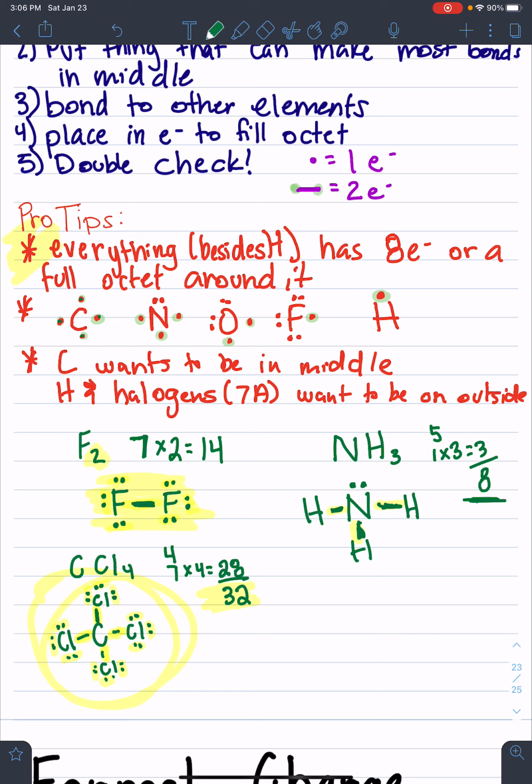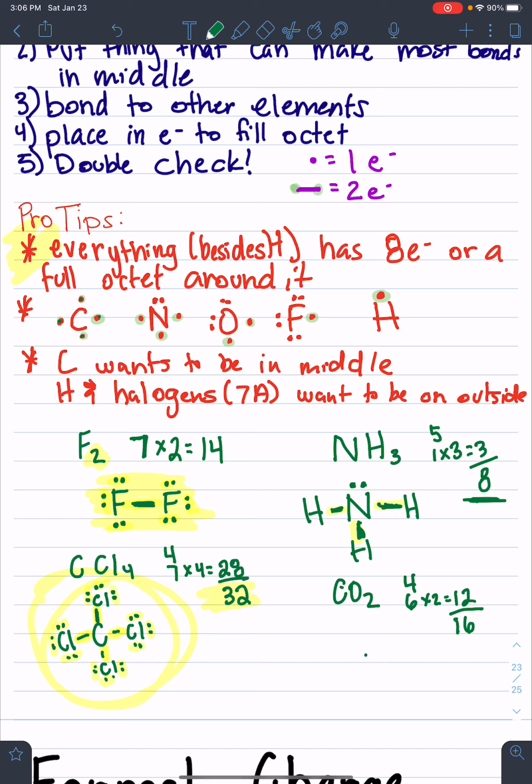Alright, your final one is going to be a little bit tricky. It's going to be CO2. Alright, so first figure out your valence electrons. We have 4 for C. We have 6 for oxygen, times it by 2 to get 12. So if we add them up, we should get 16 valence electrons for these.